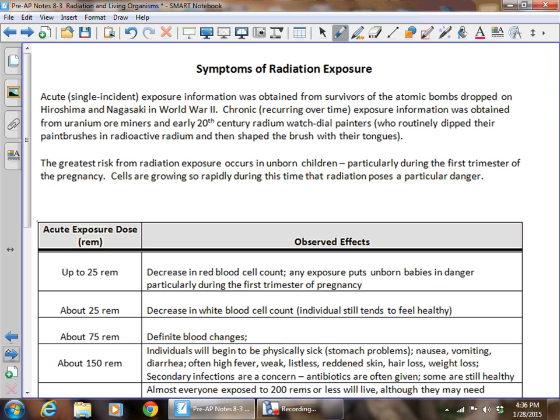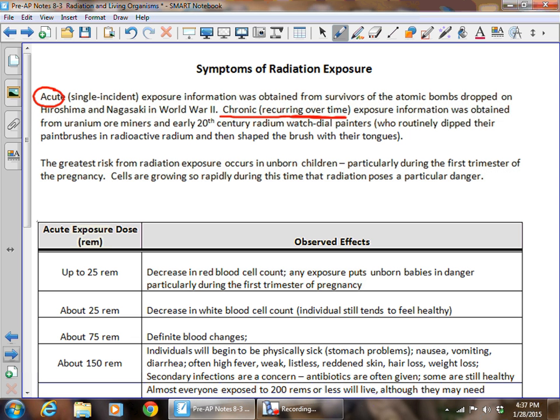Now, acute single incident exposure information we got primarily from survivors of atomic bombs that were dropped on Hiroshima and Nagasaki in World War II. Now, if we're talking about chronic, which is occurring over time, acute, remember, a single incident all at once, chronic, recurring over time, was obtained from uranium ore miners, early 20th century radium watch dial painters.